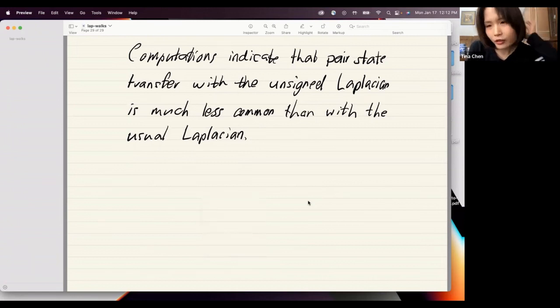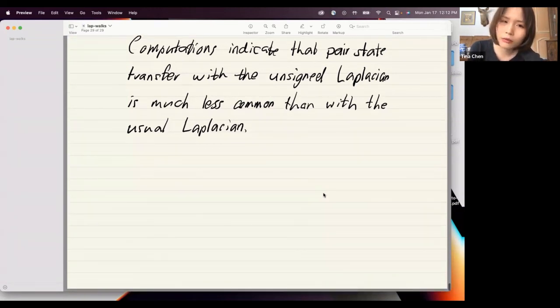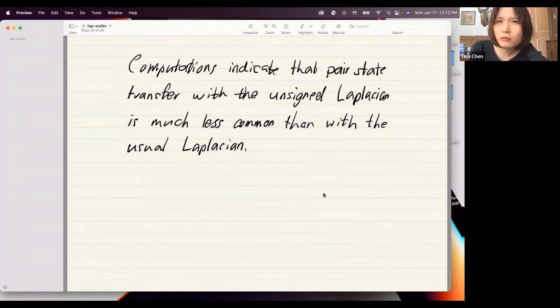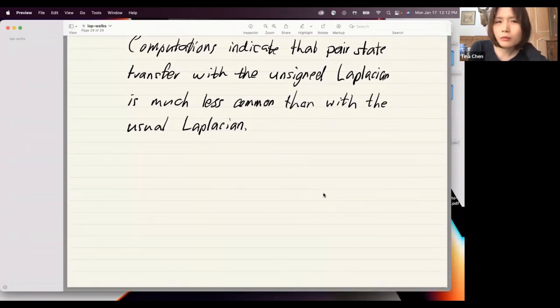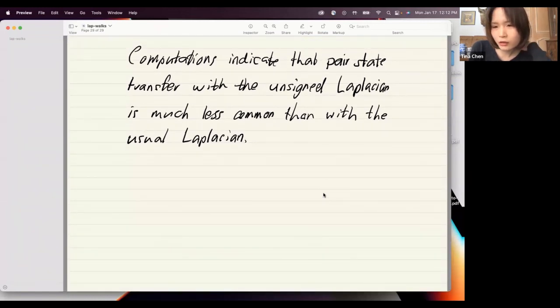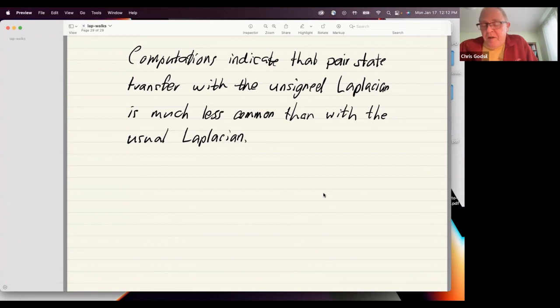Okay, Chris. Actually, I just wonder, when you consider the subgraph states, the Laplacian state, when you're thinking about state transfer, do you put a restriction on the size of your subgraph state? There's nothing. It doesn't seem to be a need to.